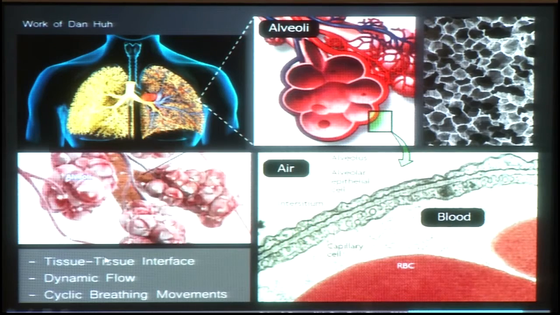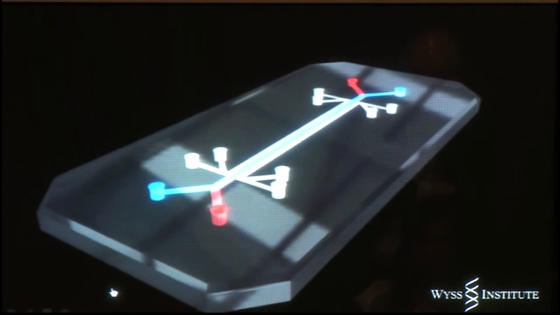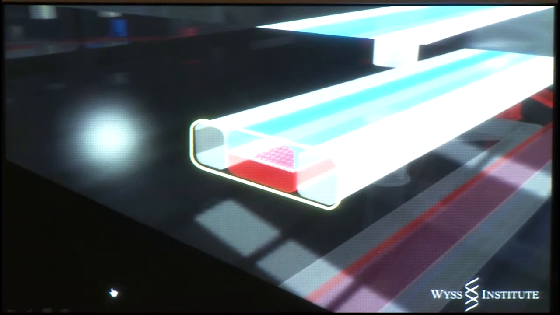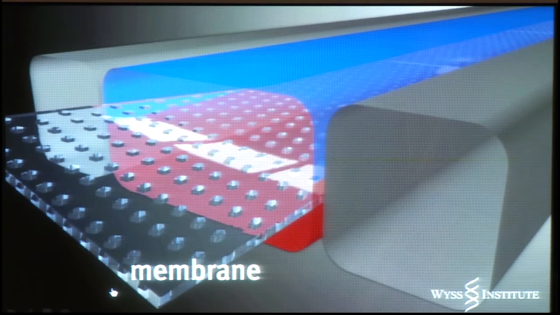So: the tissue-tissue interface between epithelial cells and endothelial cells, the dynamic flow of the blood under the capillary cells, and the cyclic breathing movement. This is a little animation to show very simply what the chip looks like. You cut through the chip, and you can see that inside you have three channels. The middle channel is separated in the middle by a flexible porous membrane.